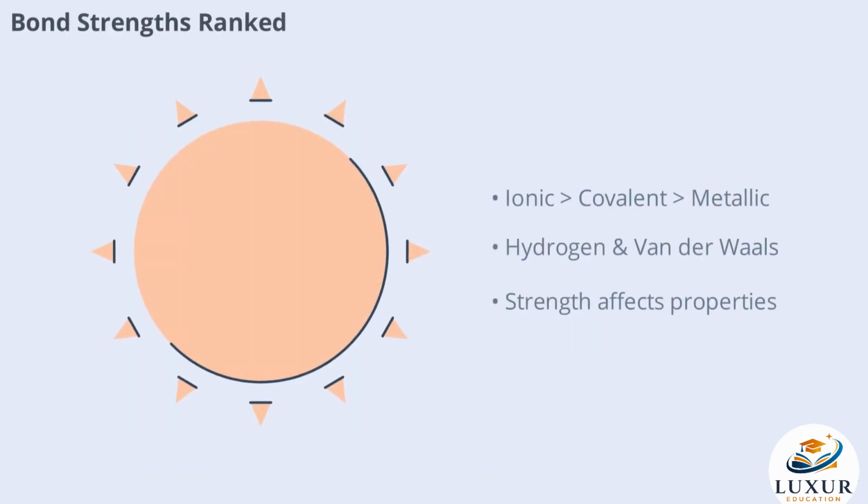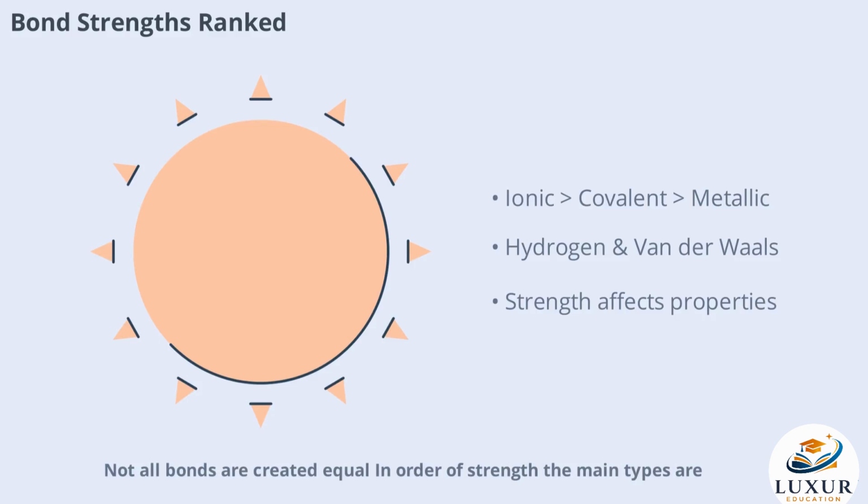Not all bonds are created equal. In order of strength, the main types are ionic bonds, covalent bonds, metallic bonds, hydrogen bonds, and van der Waals forces. Ionic and covalent bonds are the strongest, holding atoms together in molecules and crystals. Metallic bonds give metals their unique properties. Hydrogen bonds and van der Waals forces are weaker, but they play important roles in the behavior of liquids and biological molecules.